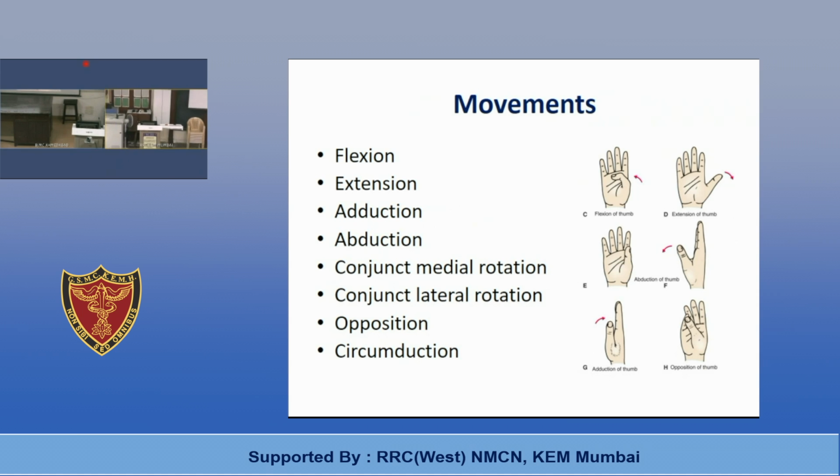So how will you demonstrate these movements? Flexion and extension of the thumb at the first carpometacarpal joint occur parallel to the plane of the palm. If you keep your hand like this, with the palm facing superiorly, this movement is flexion and this movement is extension. It is depicted in the picture also. Here you can see this is flexion, this is extension.